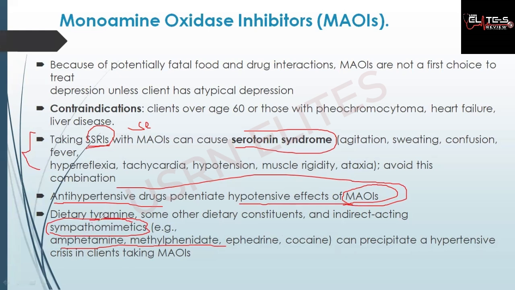So the dietary tyramine and some other dietary constituents and indirect acting sympathomimetics, these are examples, can all precipitate what? A hypertensive crisis in clients taking monoamine oxidase inhibitors. So what does it tell you? Someone who is a drug addict and makes mention of cocaine, you should know that the person cannot take monoamine oxidase inhibitors.